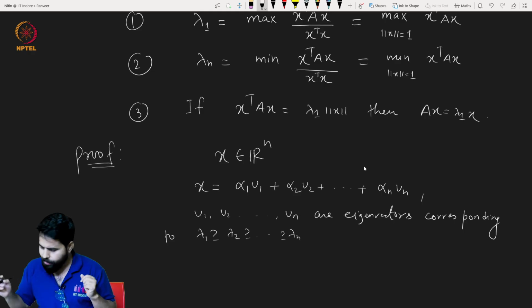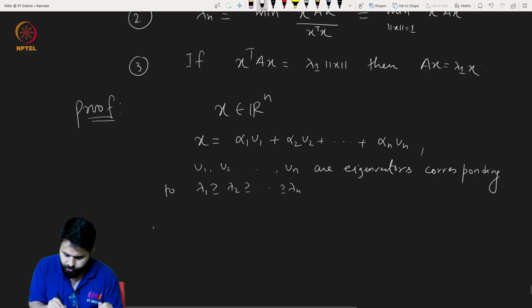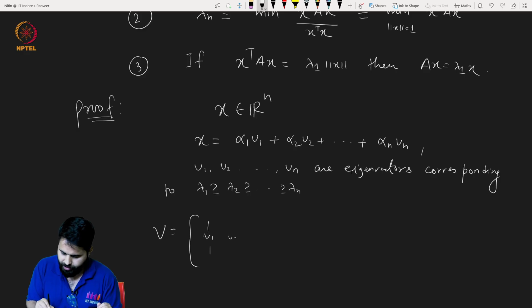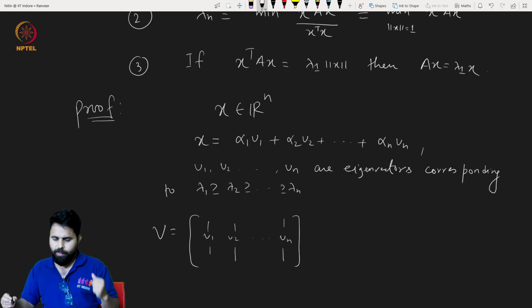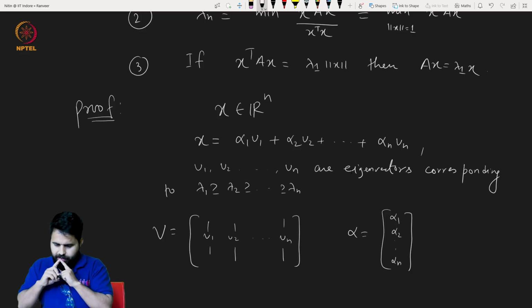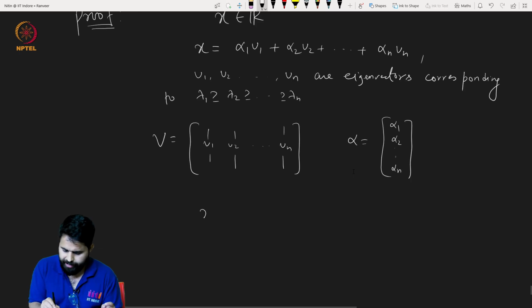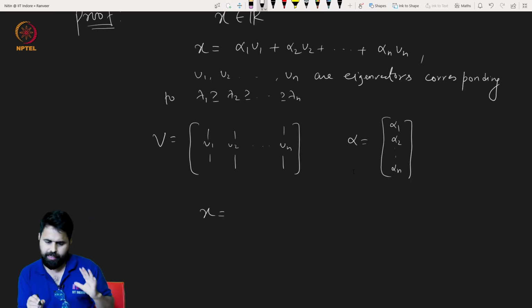Very simple. Now, like earlier, let V be the matrix which consists of these vectors V1, V2, up to Vn. And suppose alpha is the vector which consists of these coefficients alpha 1, alpha 2 up to alpha n. Very good. So that means x I can write as a linear combination.